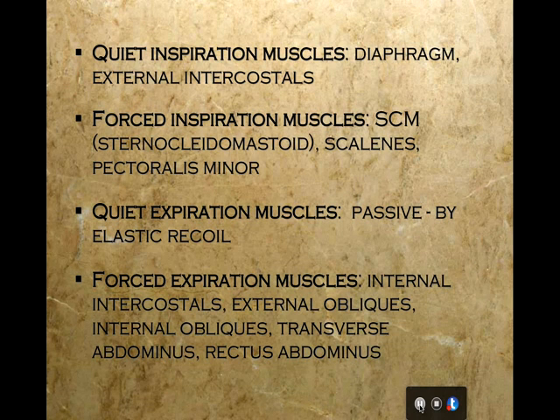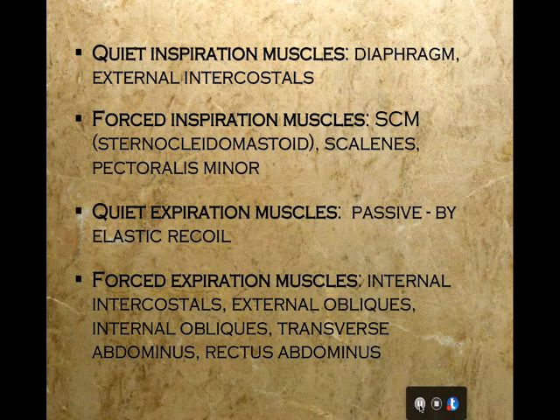During forced inspiration, the cavity is expanding even further using the SCM or sternocleidomastoid muscle, the scalene muscles, and the pectoralis minor muscles to lift the rib cage superior and anterior. Quiet expiration is a passive process where the elastic recoil of the muscles returns the thoracic cavity back to its resting position. In forced expiration, the internal intercostals pull the ribs down to decrease the volume of the rib cage.